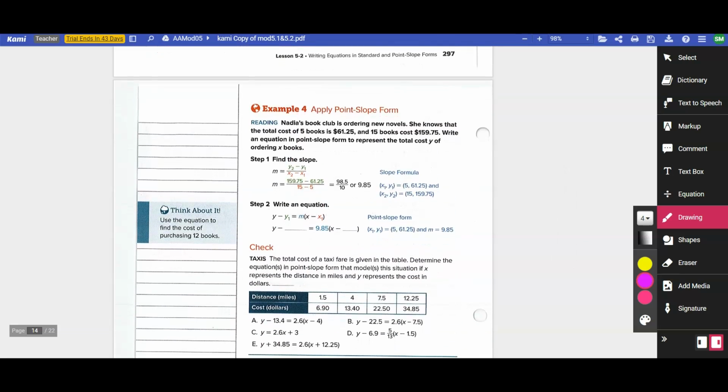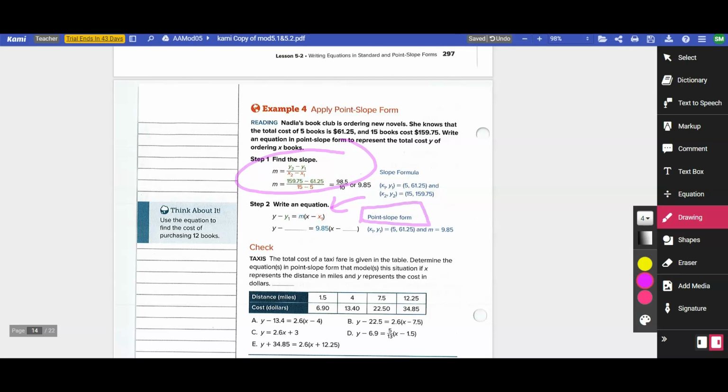Okay. So really, you just have to read the problem, and you have to figure out how to solve it. The biggest thing is understanding you're dealing with slope and y-intercepts. You have to find your slope, and then you have to put it in slope intercept form. Once you find your slope, then you put it in point slope form.